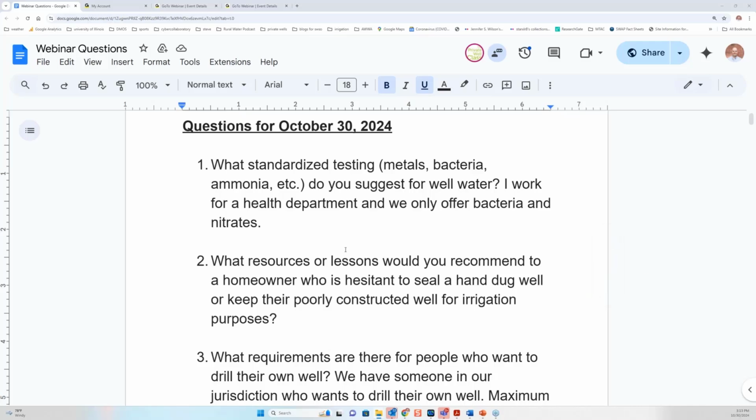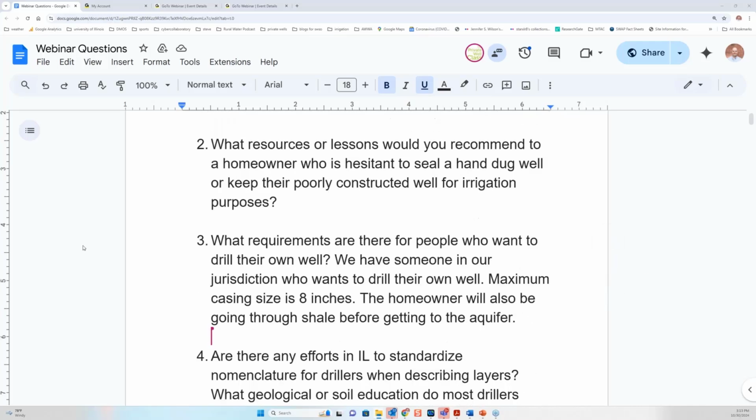So what requirements are there for people who want to drill their own well? We have someone in our jurisdiction who wants to drill their own well. Maximum casing 8 inches. Homeowner will also be going through shale before getting to the aquifer. I really think it depends what your state requirements are. I don't know what state you're in.